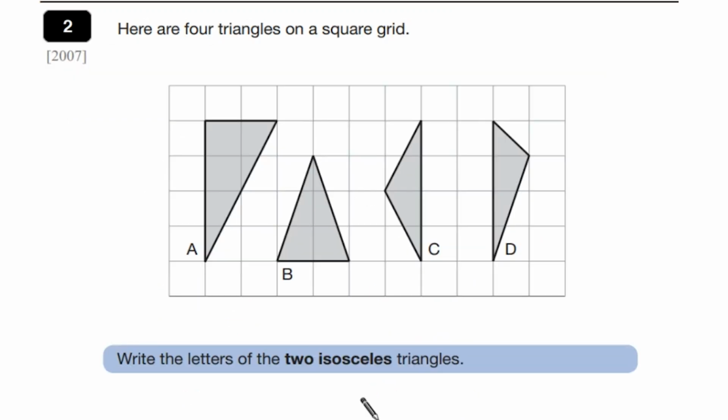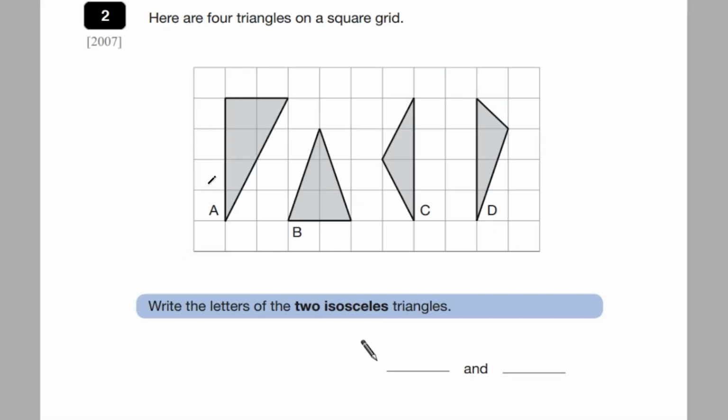Okay, here's another SATs question about triangles. Here are 4 triangles on a square grid, A, B, C and D. Write the letters of the two isosceles triangles. So as we know, an isosceles triangle must have two sides the same length and two angles the same. So B is definitely an isosceles triangle. And they've tried to confuse you by just changing the rotation of the triangles.